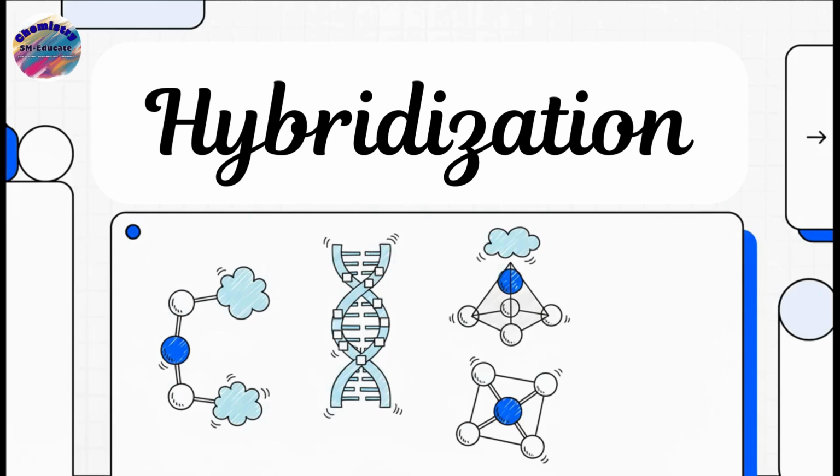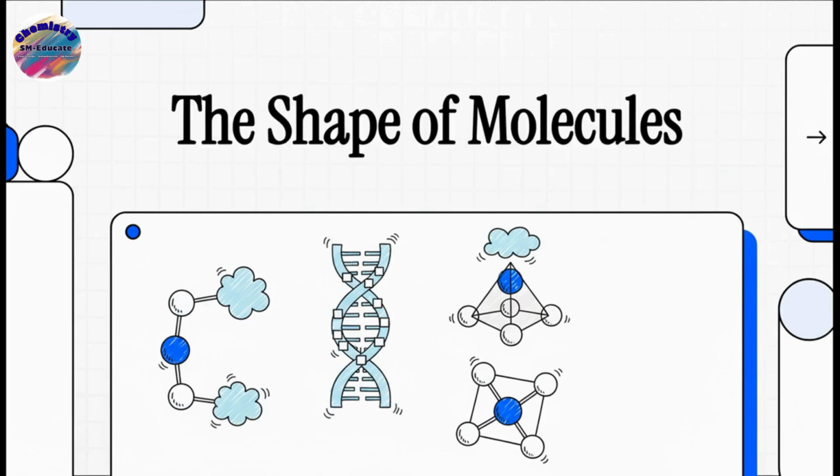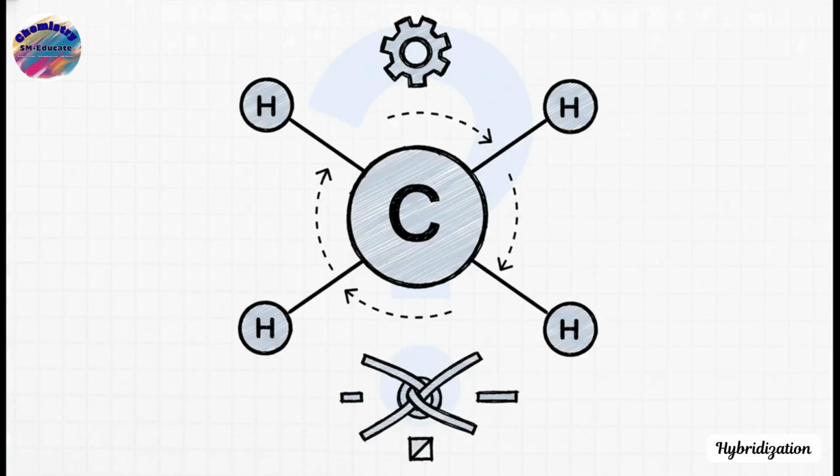Welcome to the Explainer. Today, we're going to solve a chemical puzzle that actually defines the 3D shape of, well, pretty much everything around us, from the water you drink to the very DNA inside your cells. All right, let's jump right in with a classic mystery, starring carbon, the absolute backbone of life.